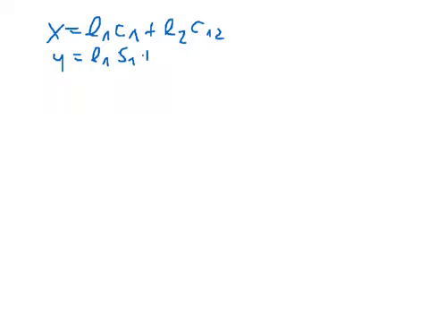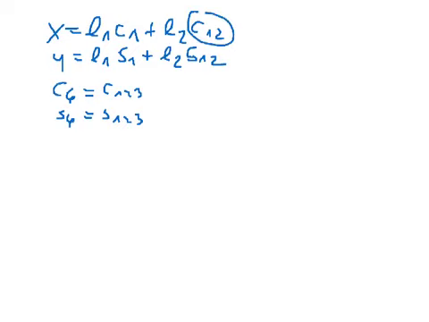So let's recap very quick. We have x equals L1 times C1 plus L2 times C12. We have y equals L1 times S1 plus L2 times S12, and we have cosine of phi is C123. Sine of phi is S123. So now we can use the following identities. Obviously we have to break cosine theta 1 times cosine of theta 2 and sine theta 1 times sine of theta 2 apart. And so we can take advantage of some common trigonometric identities.